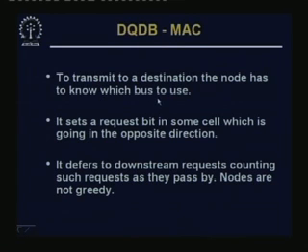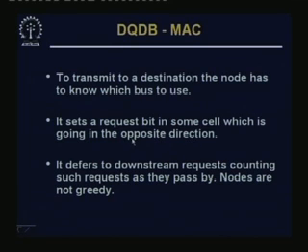That means, whether it is to your left or right or up and down, depending on how you look at it. So, it has to know which bus to use for that particular destination. So, this information every node must be having. It sets a request bit in some cell which is going in the opposite direction.